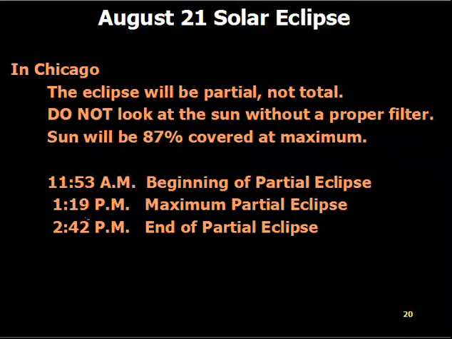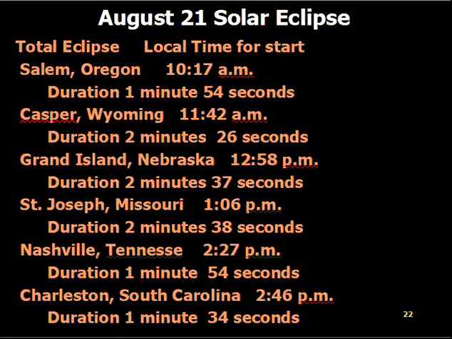And then I think I have another one here just for the other side of the eclipse track in Dallas. 75% covered at maximum by the sun. Probably won't even notice the dimming of the light in the surroundings. And 1:09 p.m. for that maximum eclipse. Back to the total eclipse, here's some cities along the track.